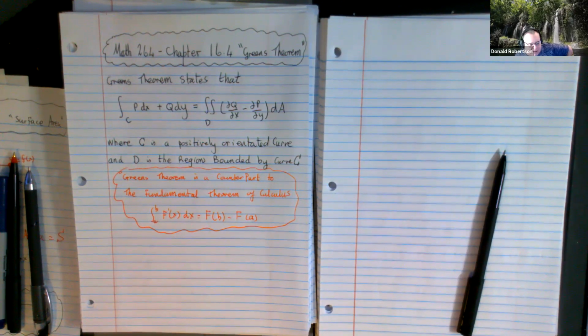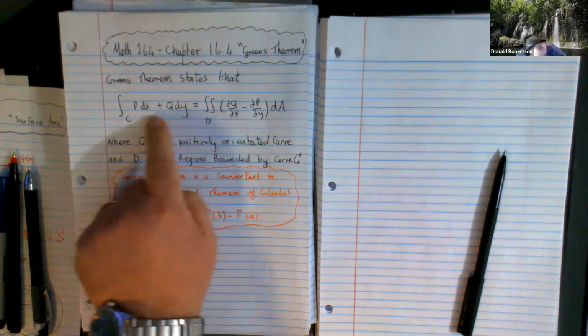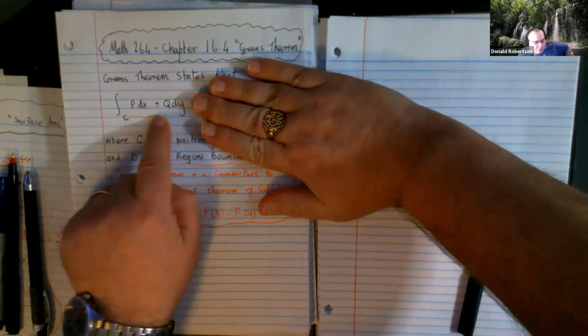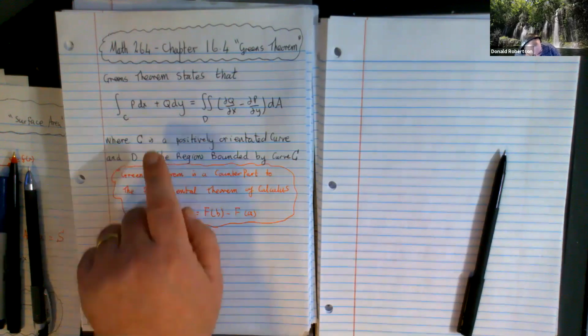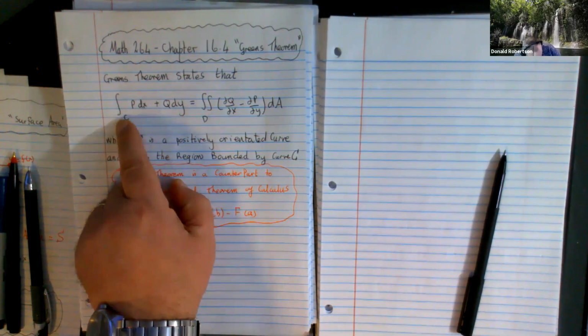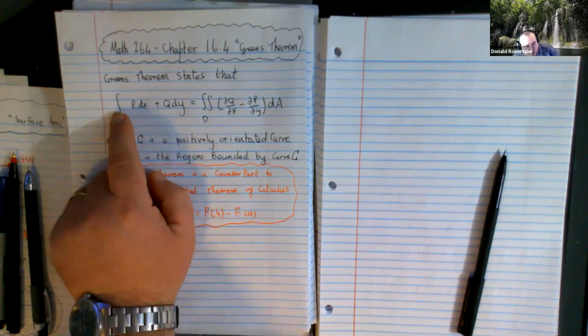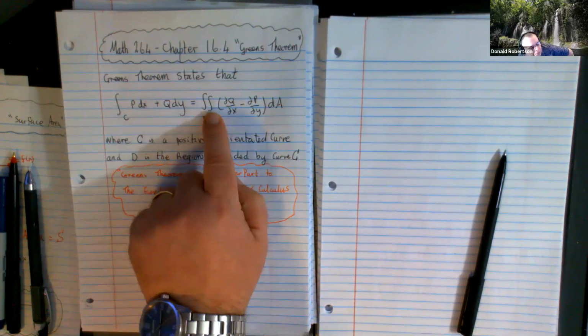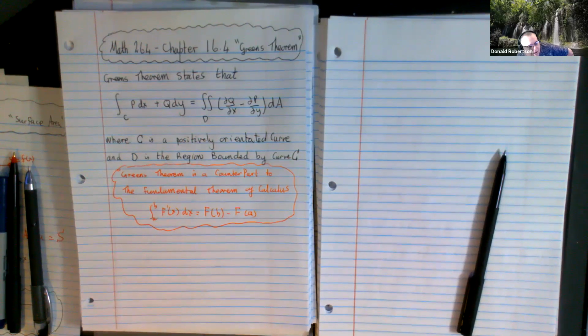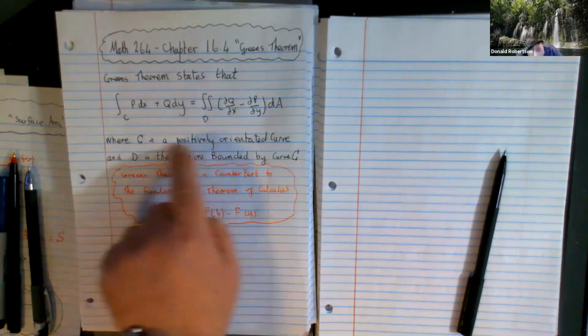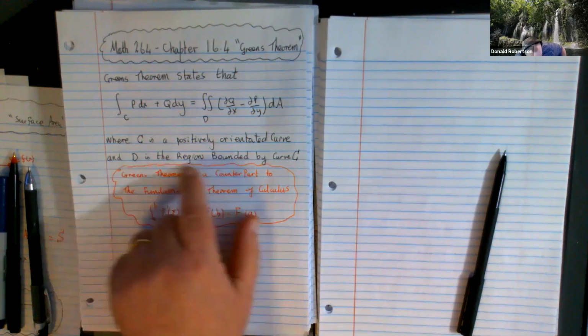So he came up with an interesting technique for doing these types of line integrals. We haven't done an awful lot of these line integrals, but we have done some. If you want to do this line integral, he figured out that this single line integral can be turned into a double integral. And C is the original curve, and it's something called a positively orientated curve. And D is the region bounded by the curve C.